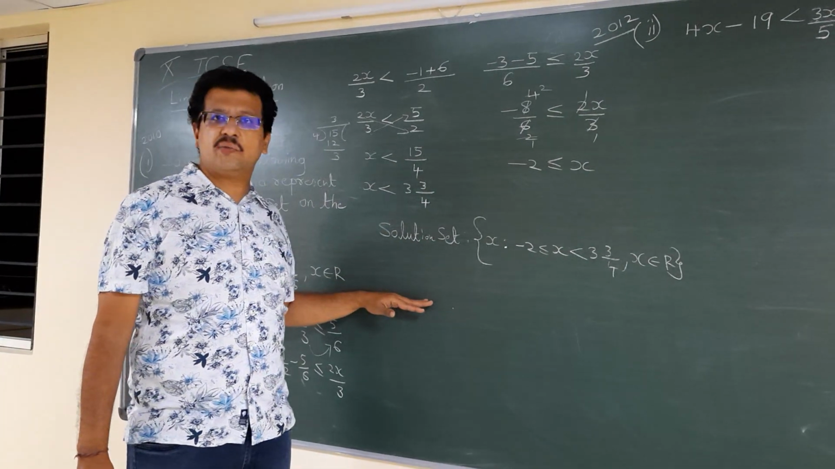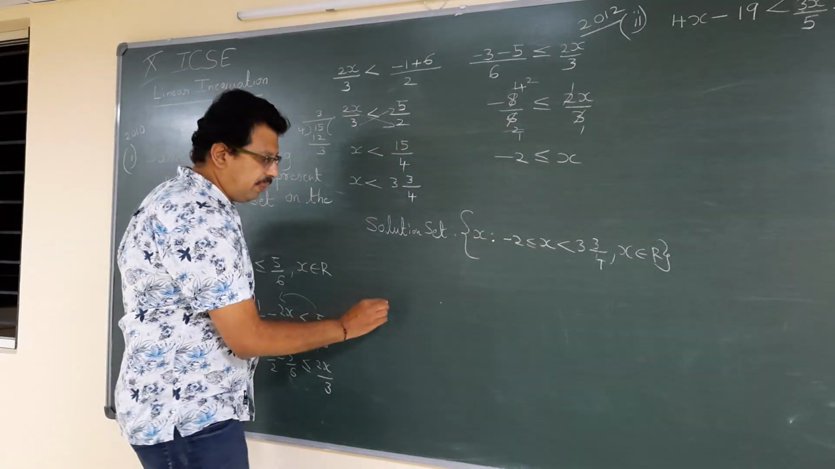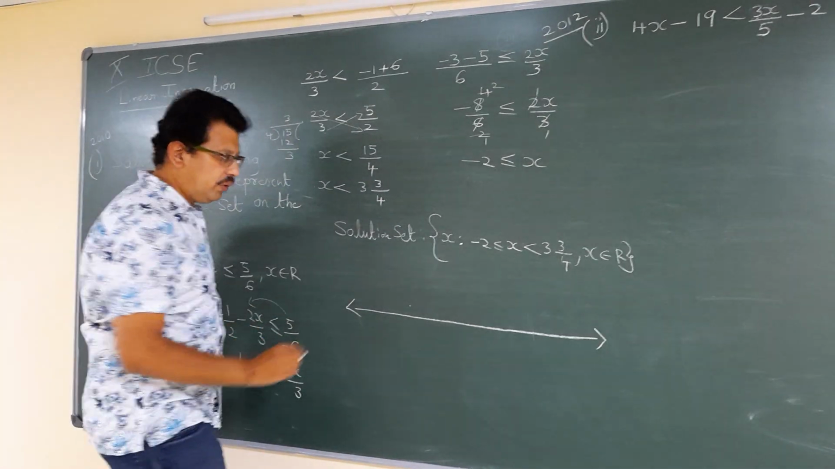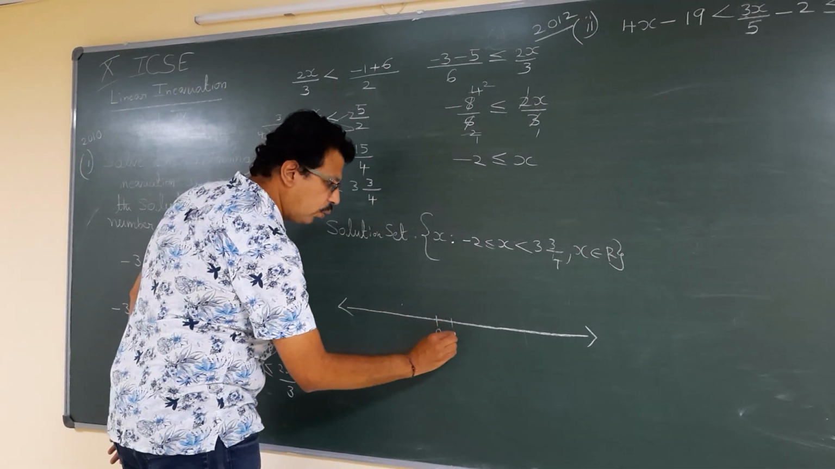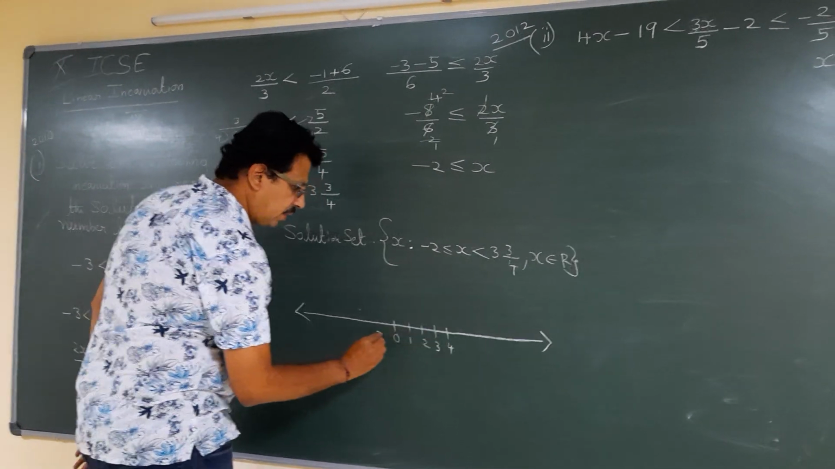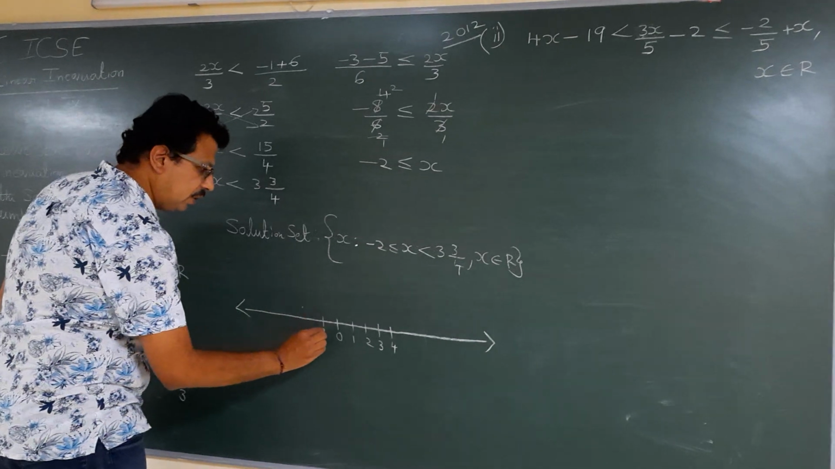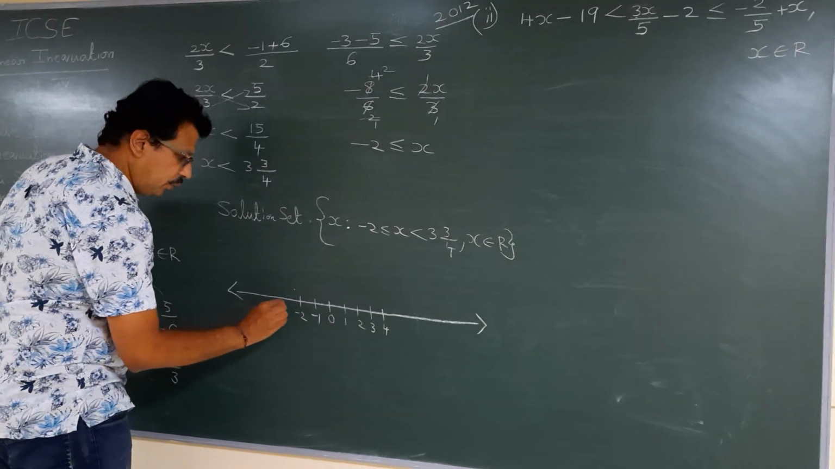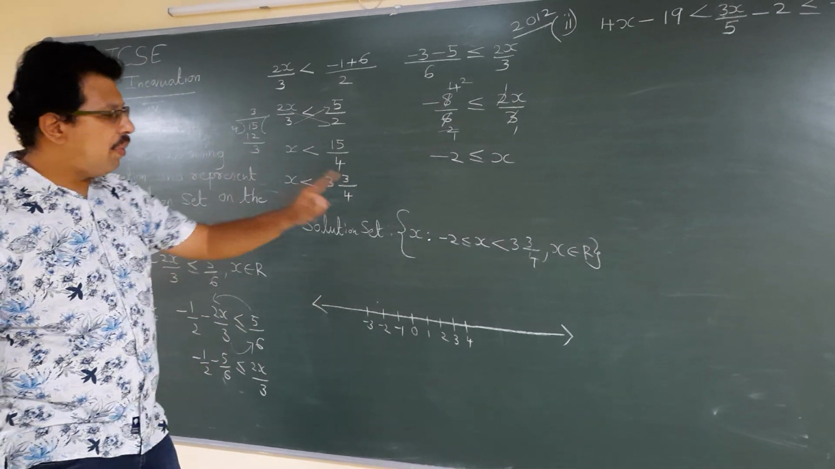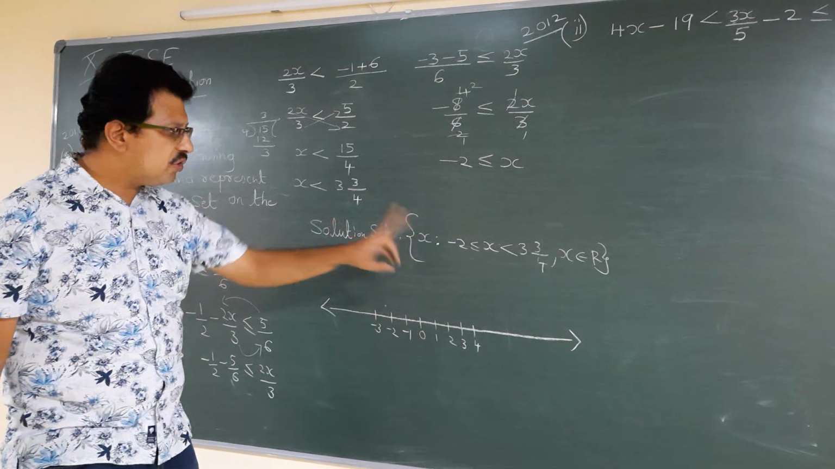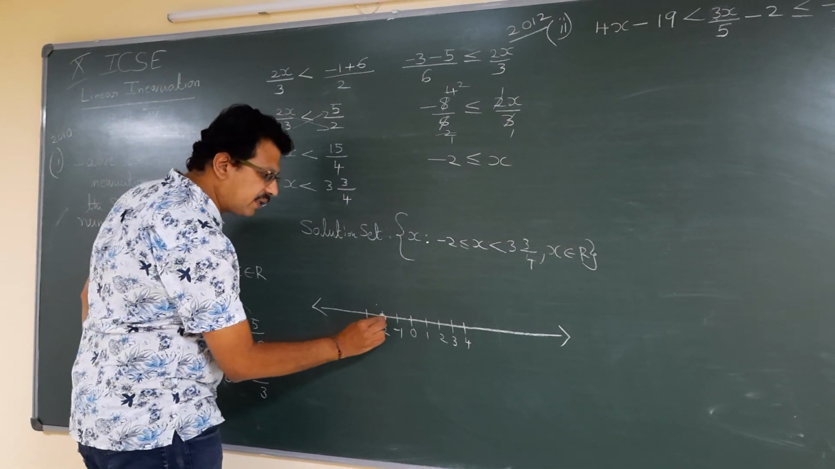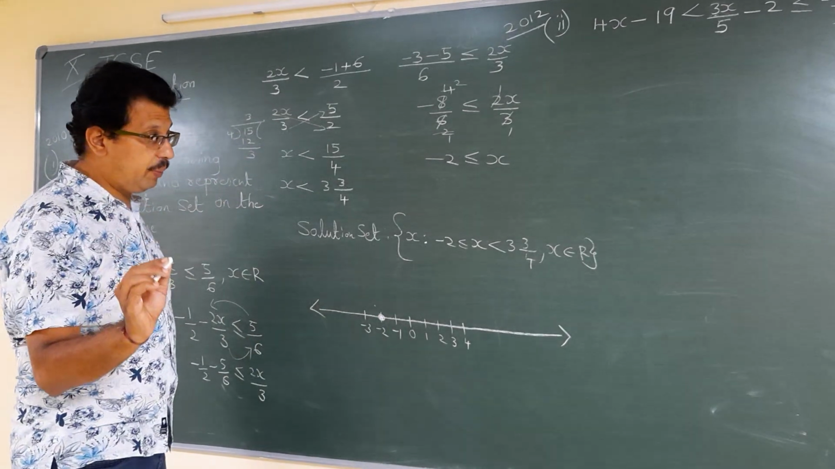And the third mark is for writing the number line. This is the third mark. So you have to write 0, 1, 2, 3, 4. One extra number I have written here also: minus 1, minus 2, minus 3. And you can observe, all of you, that minus 2 is less than or equal to x. That means minus 2 is included. So it is included means the shading part has to be done. You have to be very careful. You have to do the shading part correctly.